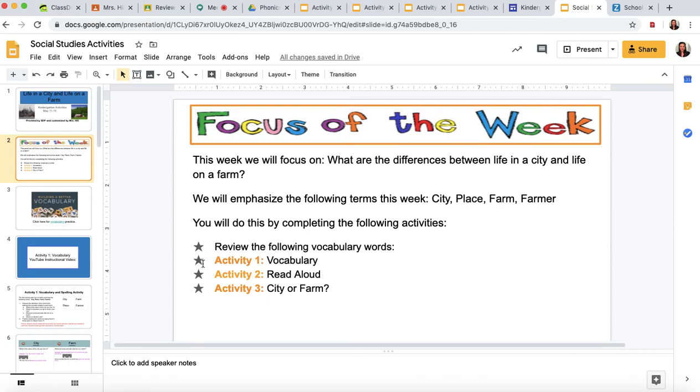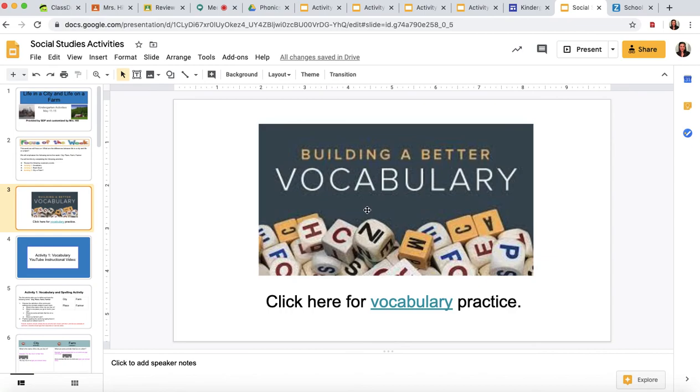So these are the 3 activities that we'll do this week. The first one, today's, will be vocabulary. Day 2 will be a read aloud, and on day 3 we will answer the question: is it in the city or on a farm? So let's look at our vocabulary first.